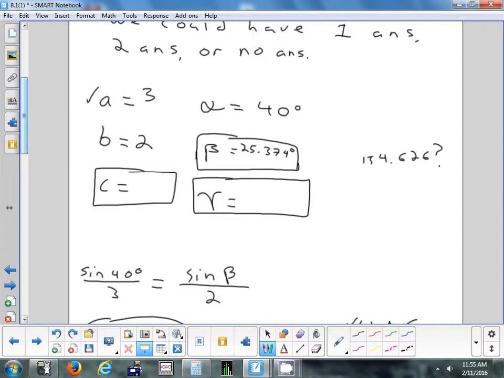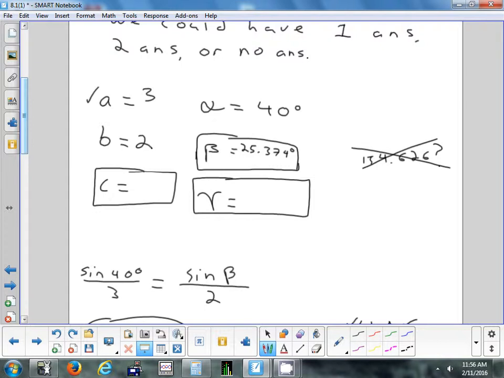To figure out if the second answer works, look at what they gave you. Look at what you want to try to use. They gave me a 40. Okay, I know that's correct. Can I fit a 154 and a 40? No. Because this angle came out too big this time, the second answer doesn't work, and we don't have to worry about a second answer for the rest of this problem.